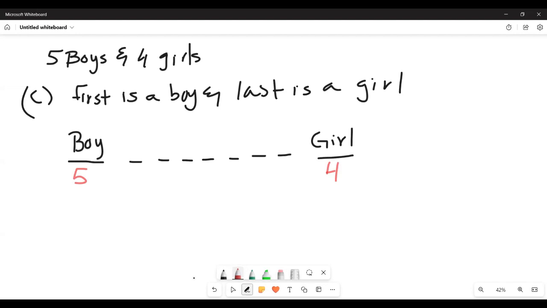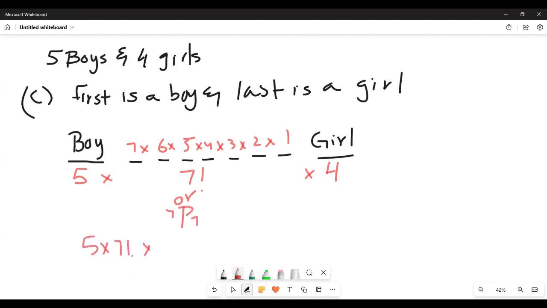So 5 comes here, 4 comes here, and in between again 7 people are left. So you can write 7 times 6, 5, 4, 3, 2, 1. Or better, 7 factorial, or 7P7. So 5 times 7 factorial times 4 is what? 100800.